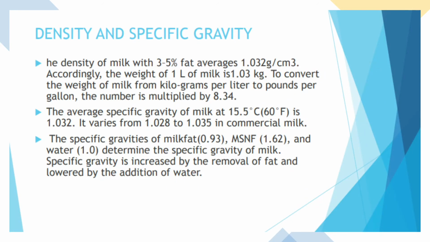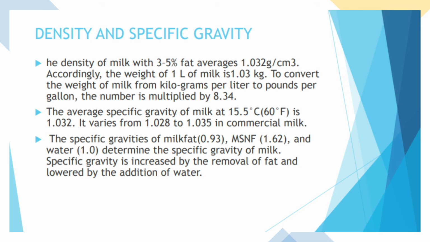Then the density and specific gravity. The density of milk with 3 to 5% fat averages around 1.03, ranging from 1.032; this is the average density of milk, in grams per cm cube. The weight of 1 liter of milk is 1.03 kg. To convert the weight of milk from kilograms per liter to pounds per gallon, the number is multiplied by 8.34.